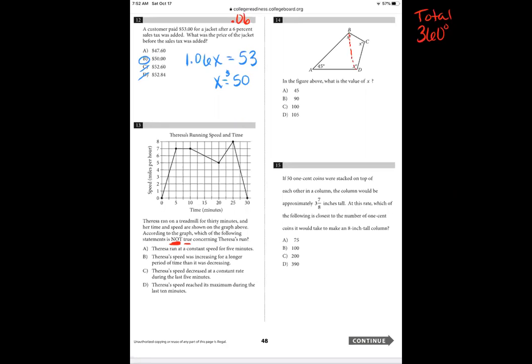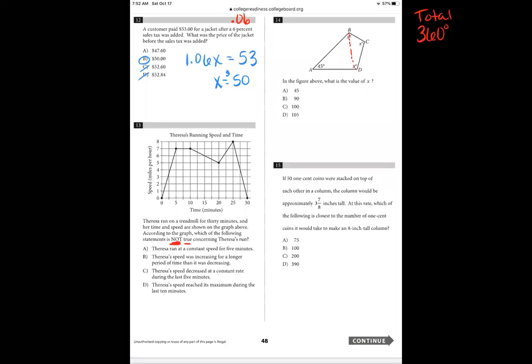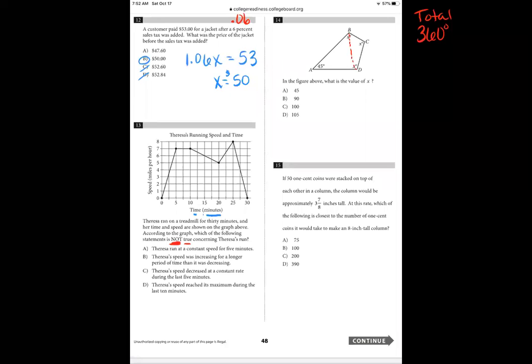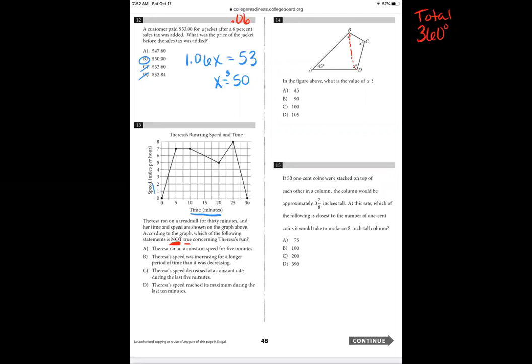And for number 13, which of the following is not true? So if we analyze this graph, choice A, Teresa ran at a constant speed for 5 minutes. Is that true? So constant speed, paying attention to your X and Y axis. We have time on the X axis and speed on the Y axis. So a constant speed, the speed did not change up here at 7 miles per hour. And was that for 5 minutes? Yes, it was, from 5 minutes to 10 minutes. So A is true. We're looking for the one that is not true.